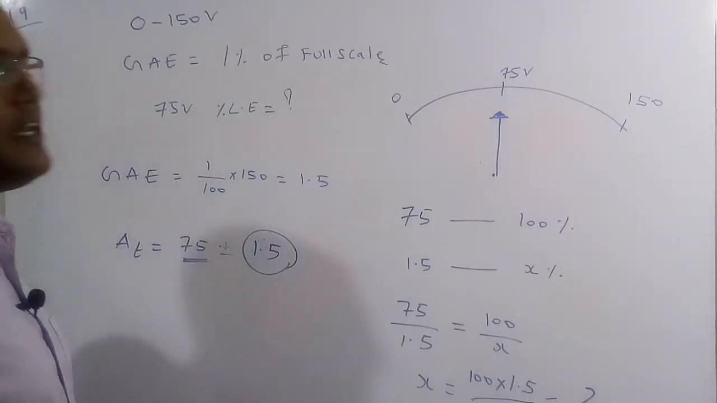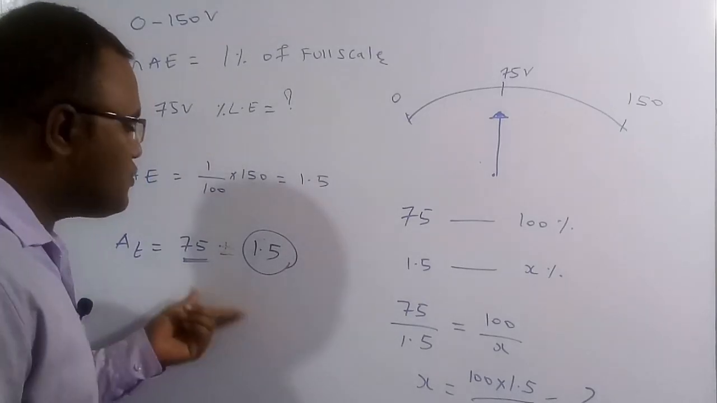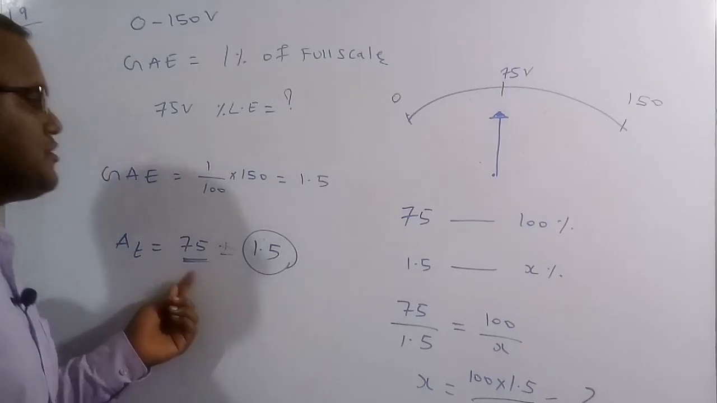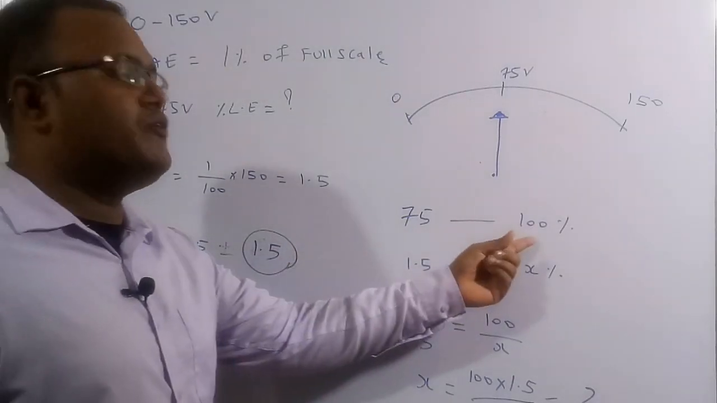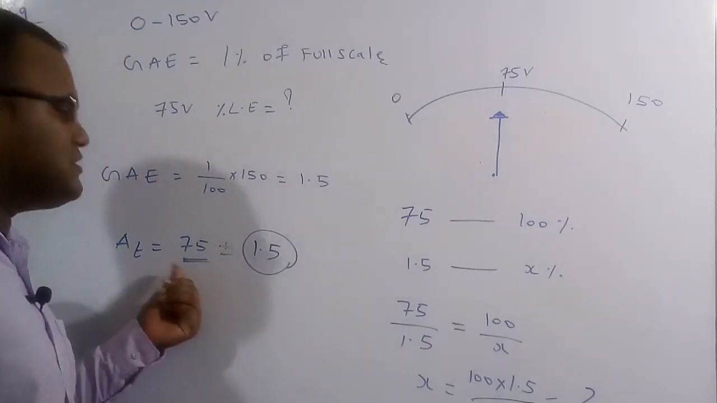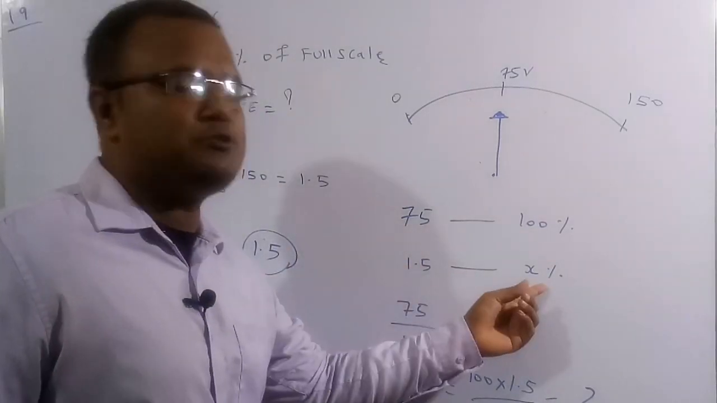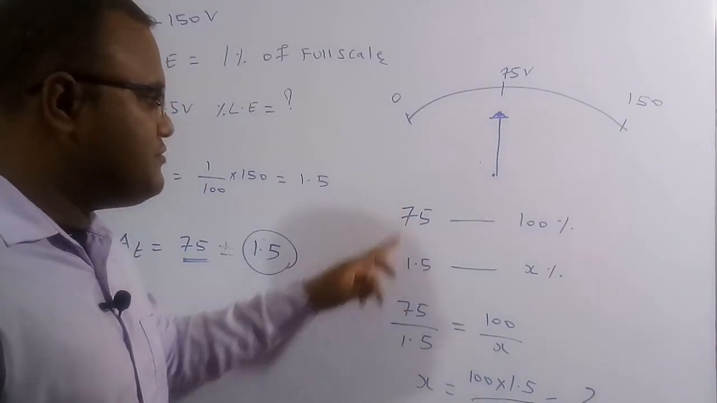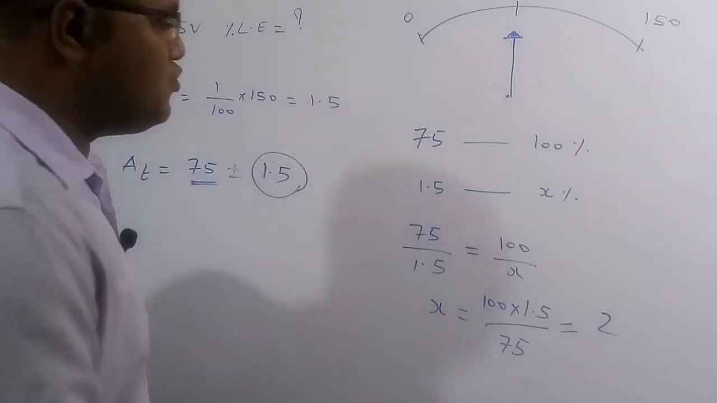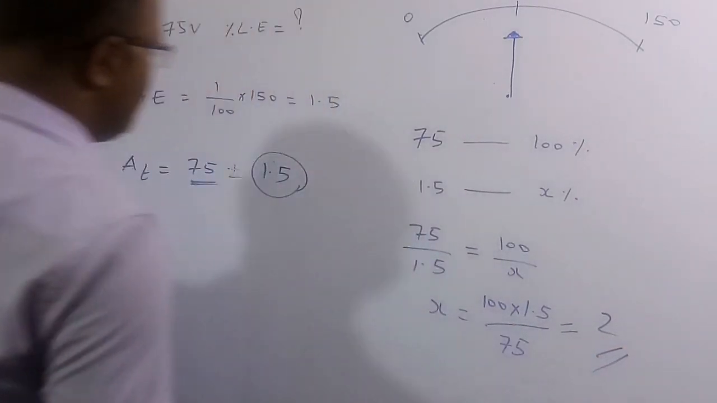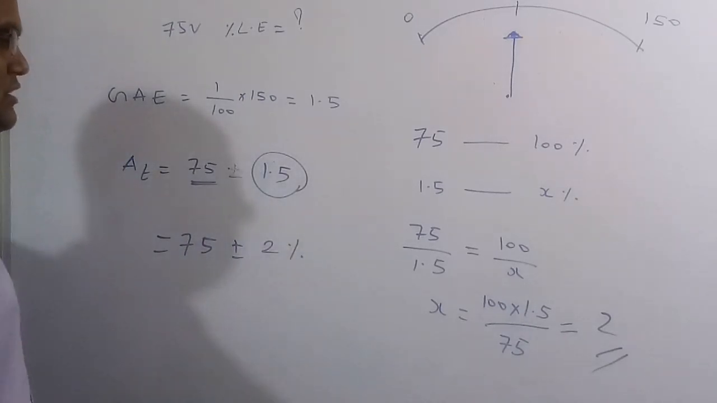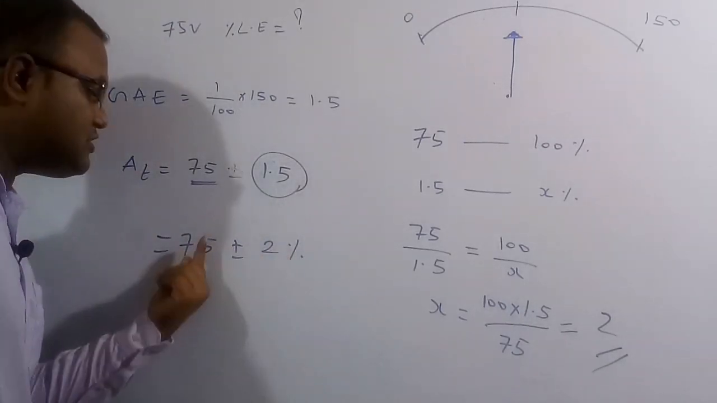That is nothing but the limiting error. The limiting error is the percentage of the value which we are going to measure. Suppose here it is 75, so I am going to make 75 as 100%. Then we need to figure out what percentage of 75 is 1.5. So 75 by 1.5 is equal to 100 by x, so finally x is nothing but 2. Therefore 2 is the correct solution. We can say it is 75 plus or minus 2%, so this error is now 2% of this 75.